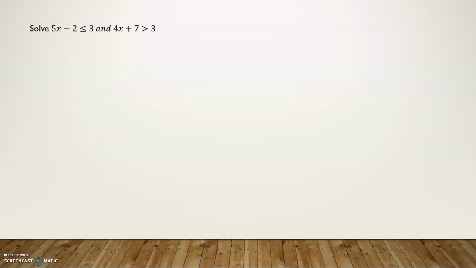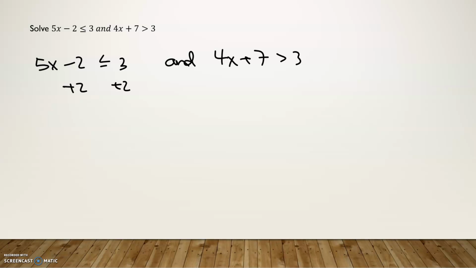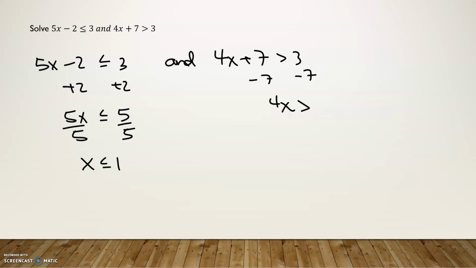Okay, let's look at this one. 5x minus 2 less than or equal to 3, and 4x plus 7 greater than 3. So I'm going to add the 2 to both sides. 5x less than or equal to 5. Divide by 5, so x is less than or equal to 1. Subtract 7, so we've got 4x greater than negative 4. Divide by 4 on both sides, so x is greater than negative 1.